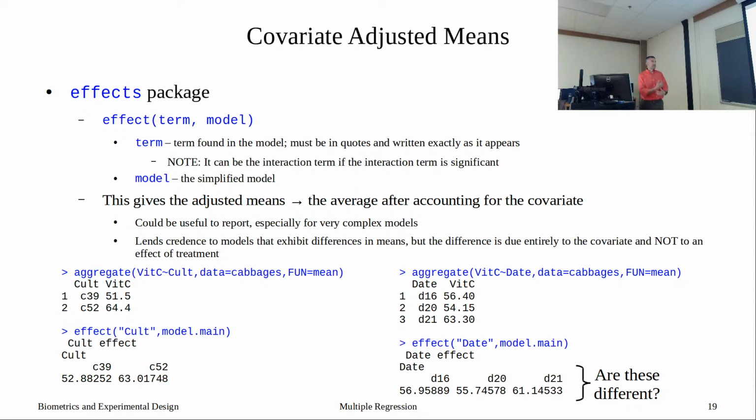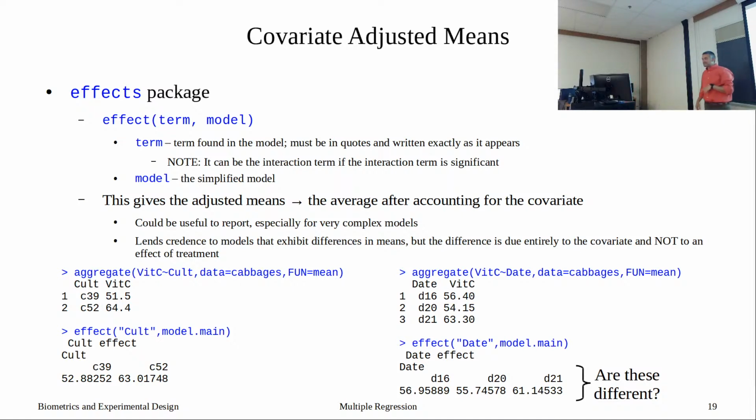So once you get it loaded, the function is effect. We give it a term, and that's going to be a term that is found in the model. So if you do the ANOVA of the model, whatever that term is in that ANOVA table, that's what we're going to use. And that term's going to have to be in quotation marks, because it's telling the effects function, hey, find this term in the model and report the adjusted mean.